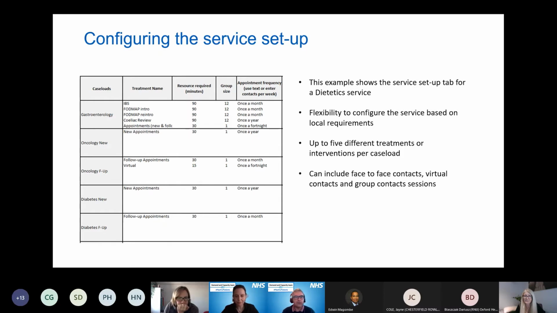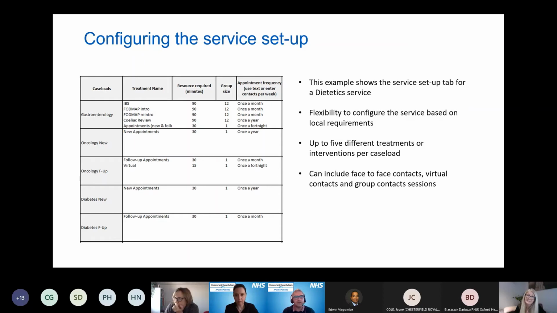And as you can see here, this might include your new appointments, follow-up appointments, and gives you the option to differentiate between any virtual contacts or group sessions that you might be running. And it really is flexible at this point to allow you to configure how your service is actually being delivered.